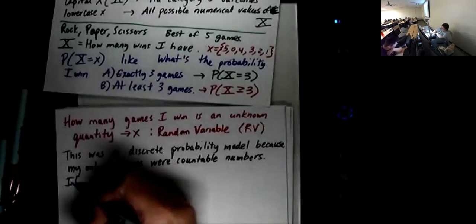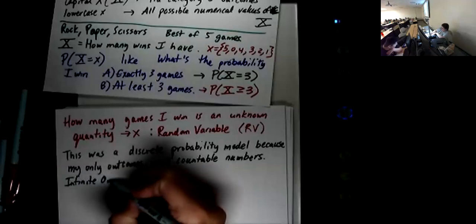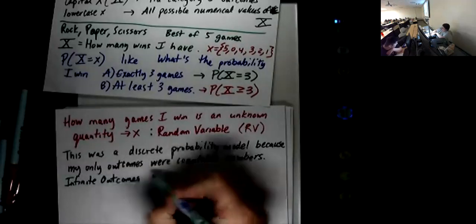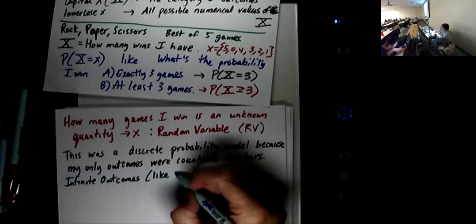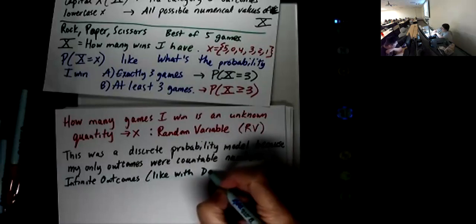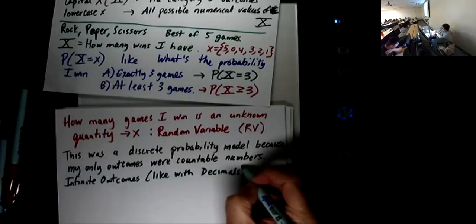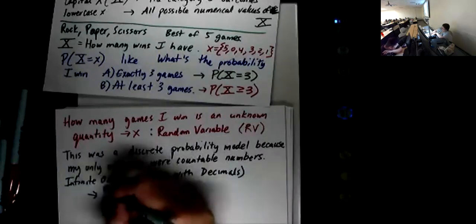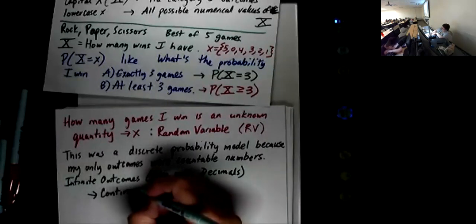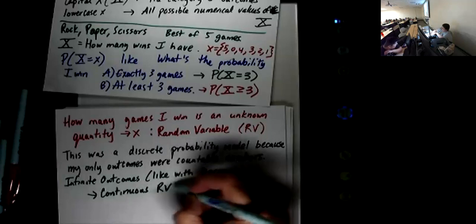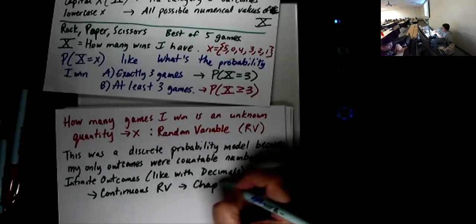When we have infinite outcomes, like we can have decimals, that ends up being a continuous random variable. And that's chapter 7, as I said a little bit ago.